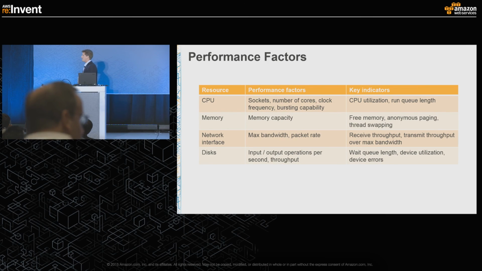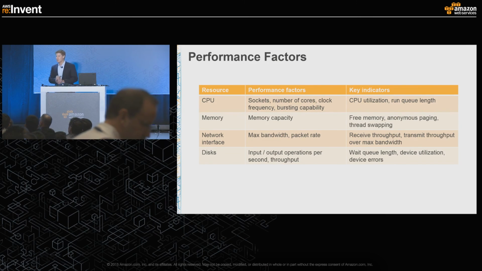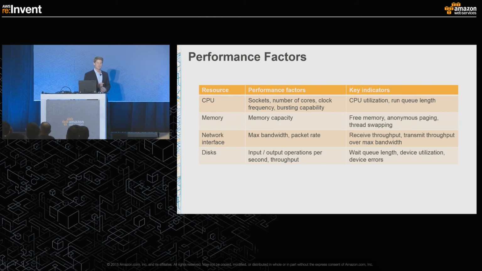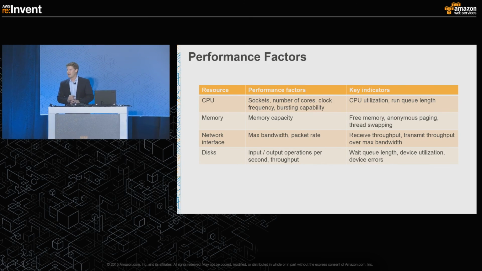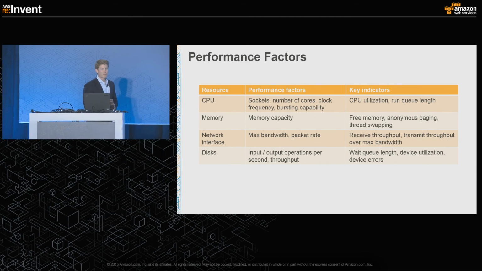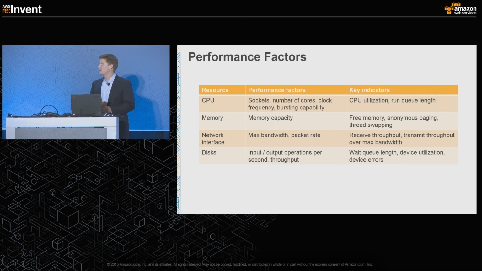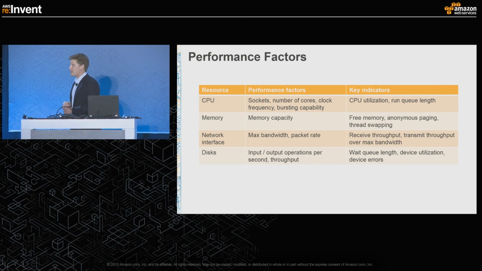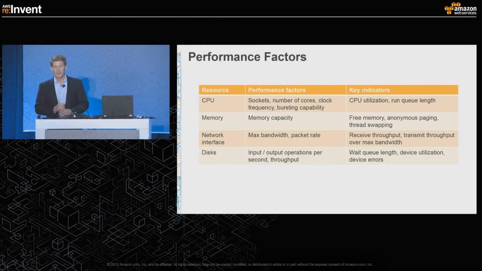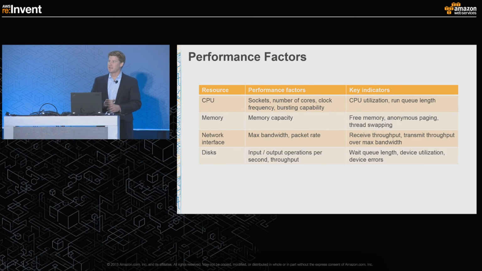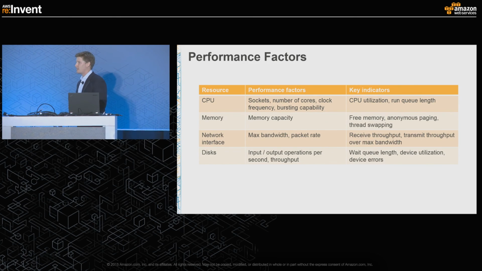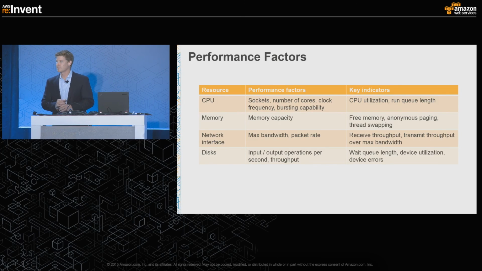And so when we think about instances, we think about CPU, memory, the network interface, and disk. And some of the key factors there are, for CPU, for example, number of sockets, number of cores, the power of those cores, the clock frequency, the bursting capability, and then the key indicators that you'll notice when you run some of your performance monitoring tools are CPU utilization and run queue length. For memory, you care a lot about memory capacity, and the key indicators there are how much free memory you have. And if you don't have free memory, you'll often see anonymous paging or swapping to disk. That's a sign that you're memory bottlenecked.